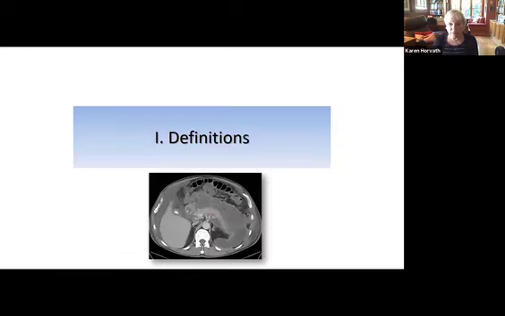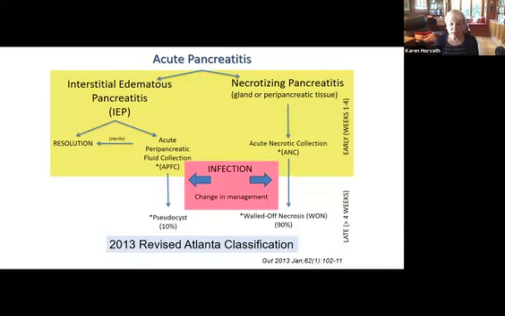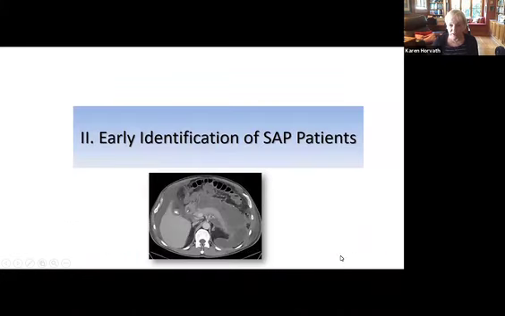The first thing I think is important is for us to clarify definitions and make sure that we're all talking about and thinking about the same patients. Today, using the revised Atlanta definitions, we're going to be mostly focusing on patients with severe acute pancreatitis, or the SAP patients, those patients with local or systemic complications and persistent single or multiple organ failure greater than 48 hours. These SAP patients are the ones that go on to develop necrotizing pancreatitis with the ANCs and walled-off necrosis and pseudocysts, that group of patients.